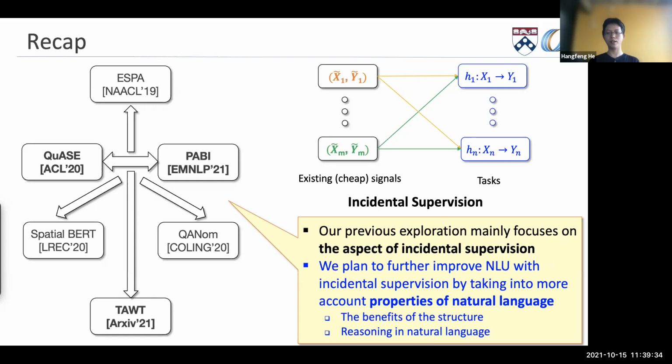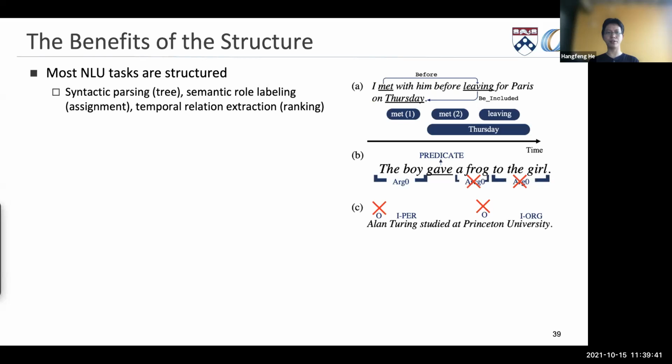Specifically, we want to have a better understanding of the benefits of the structure and want to work on reasoning in natural language. So as we all know, most NLU tasks are structured. For instance, in figure A, given a sentence, I met with him before leaving for Paris on Thursday. If we know that met is before leaving and leaving is included by Thursday, then met can only be before or be included by Thursday. Met cannot be after Thursday, right? So we also have similar structures in syntactic parsing, in semantic role labeling, and in other tasks.